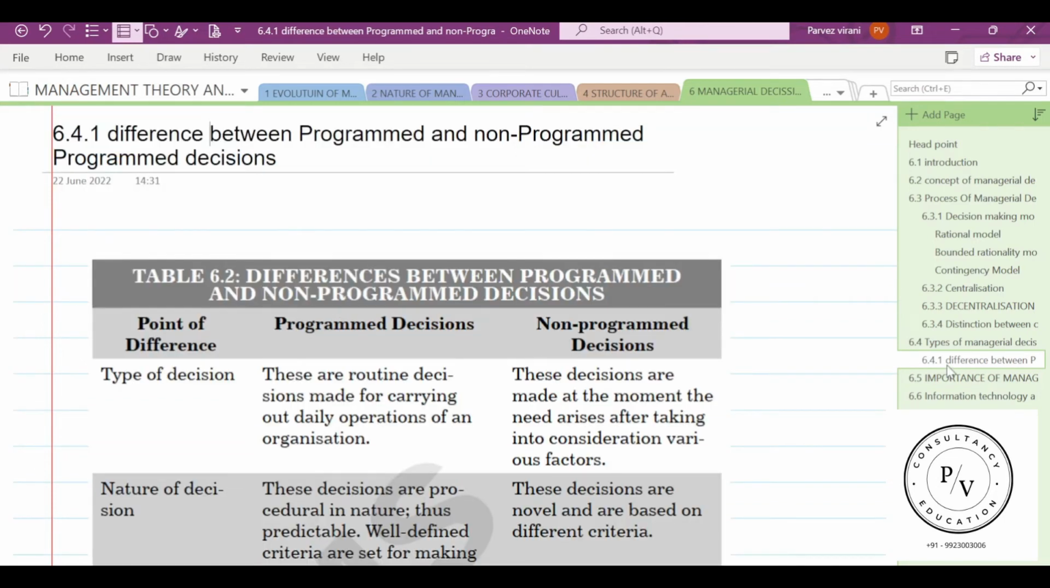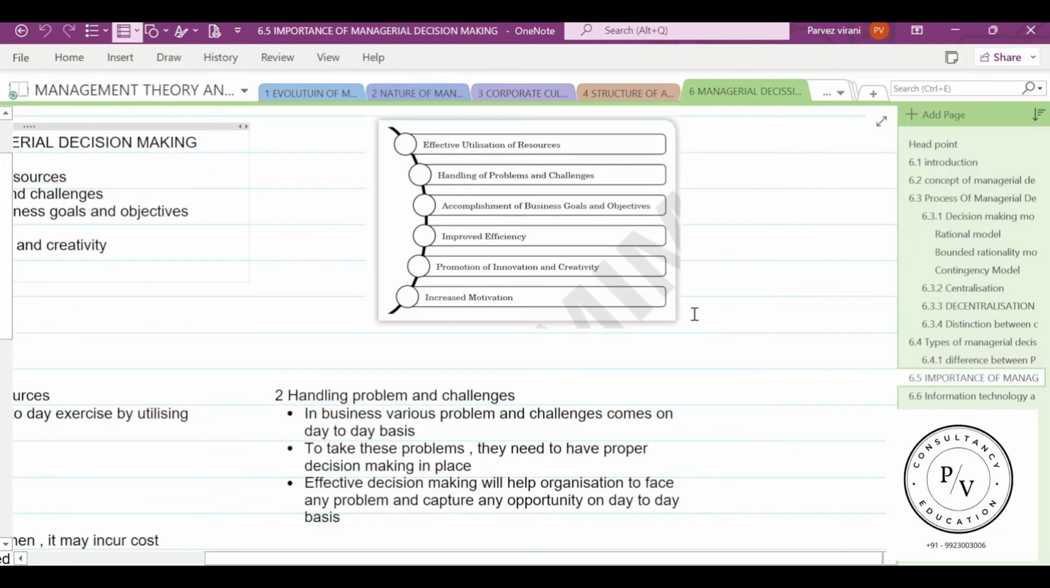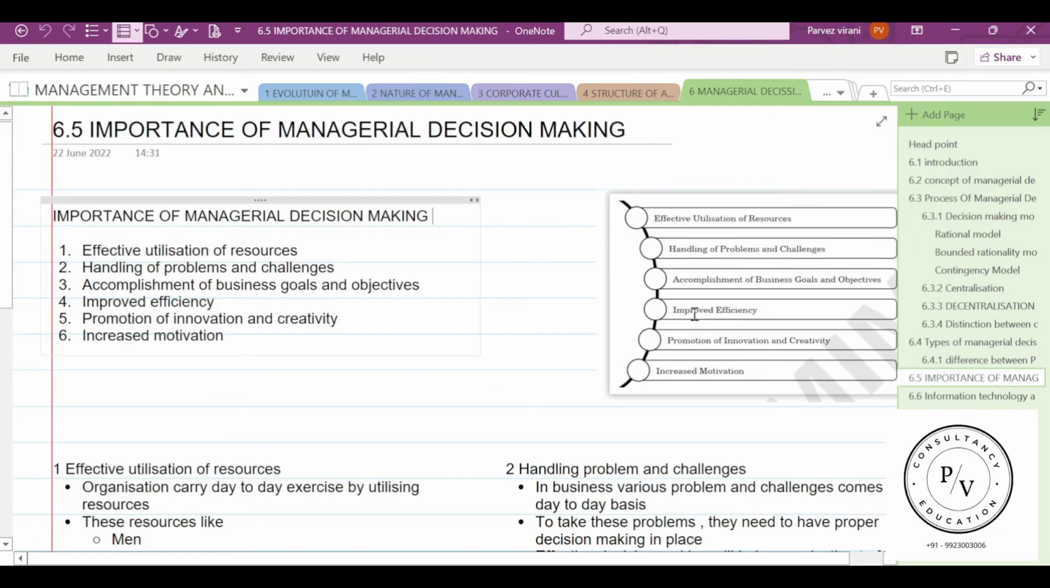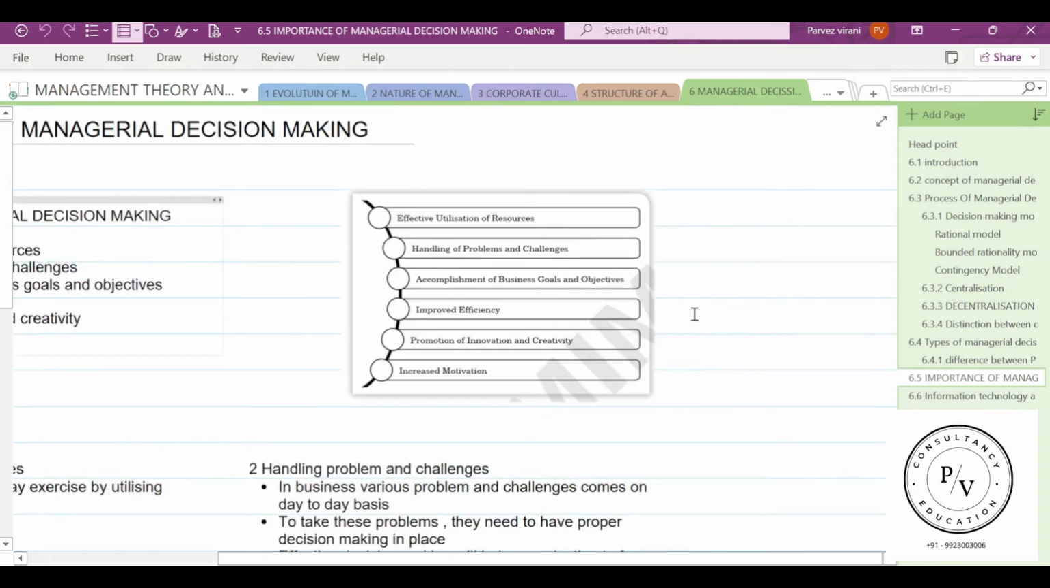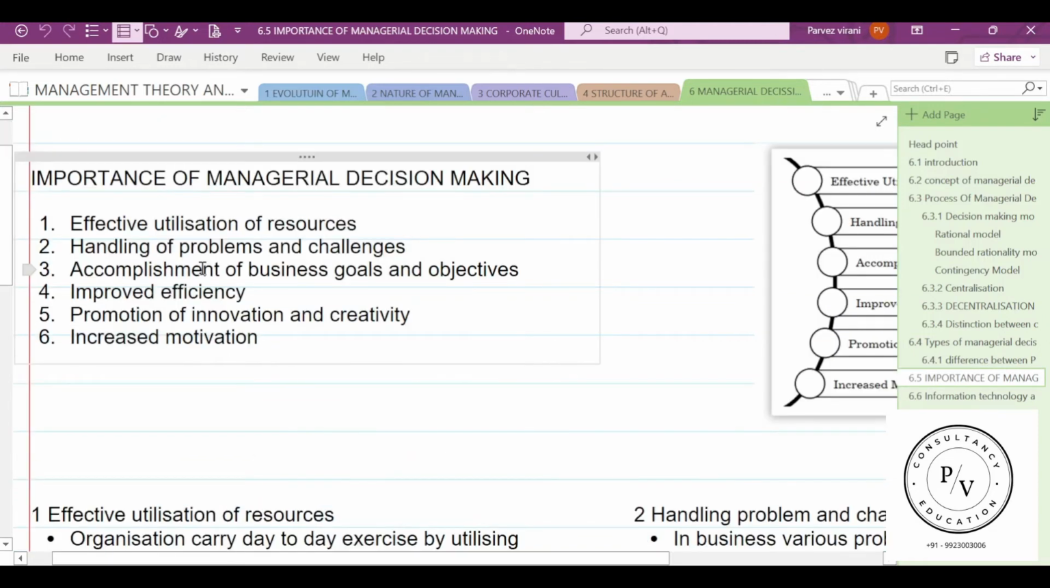Let's go to 6.5, which says importance of managerial decision making. What is the importance of managerial decision making? It is basically divided into 6 parts. The 6 parts show the effectiveness of managerial decision making. So let's go through each part once again. Effective utilization of resources, handling of problems and challenges, accomplishment of the business goals and objectives, improved efficiency, promotion of innovation and creativity, increased innovation.